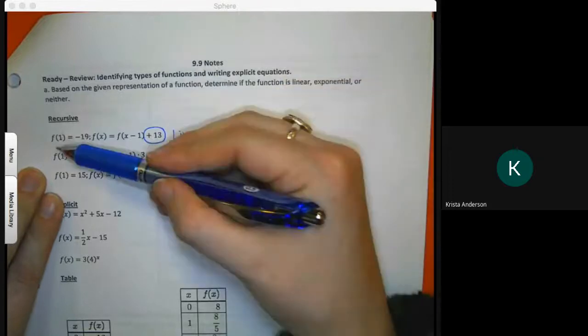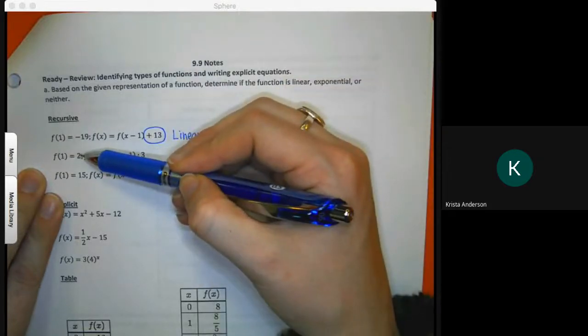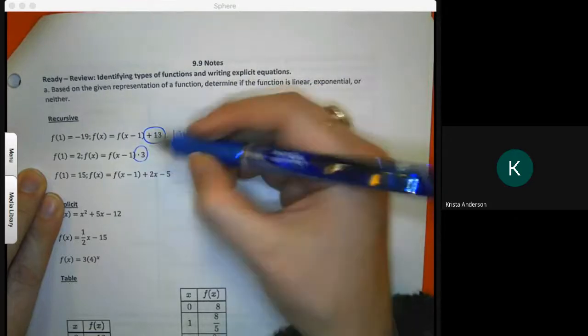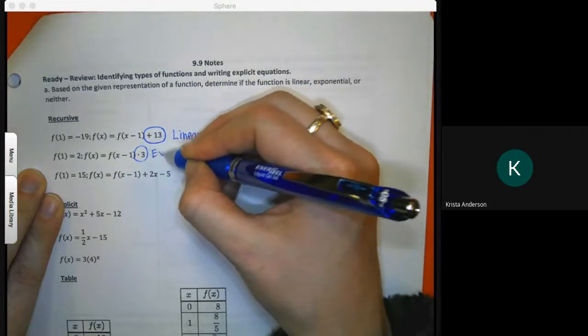Next, my first term is 2. To find the next term, I would multiply it by 3. When I'm multiplying, that tells me that it is exponential.